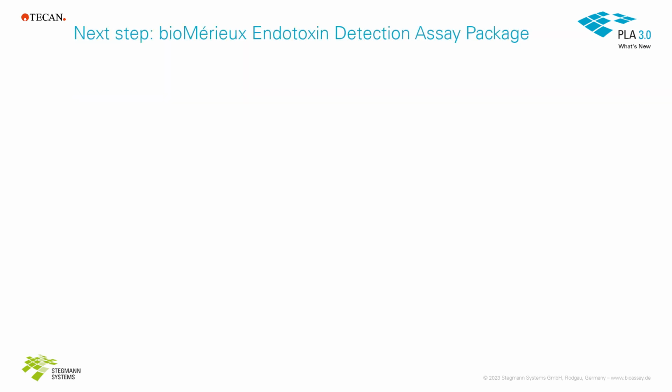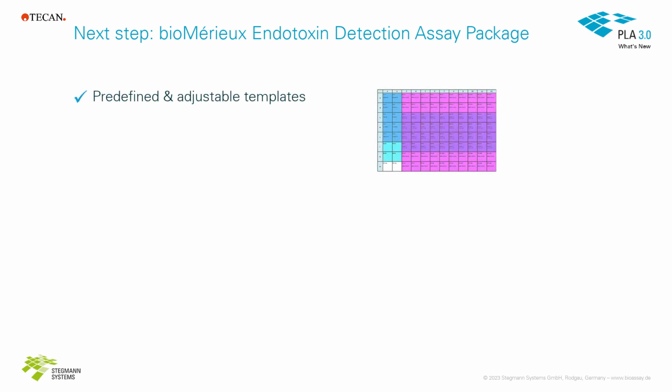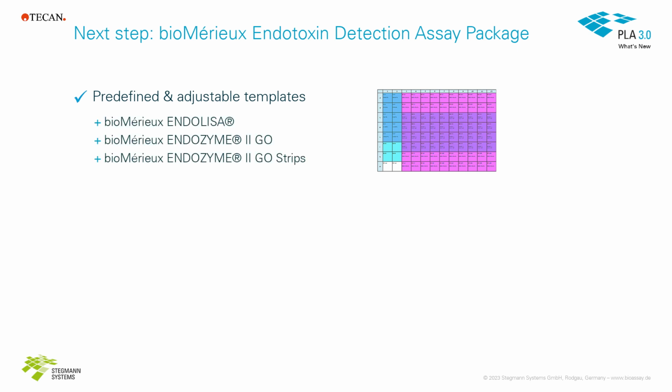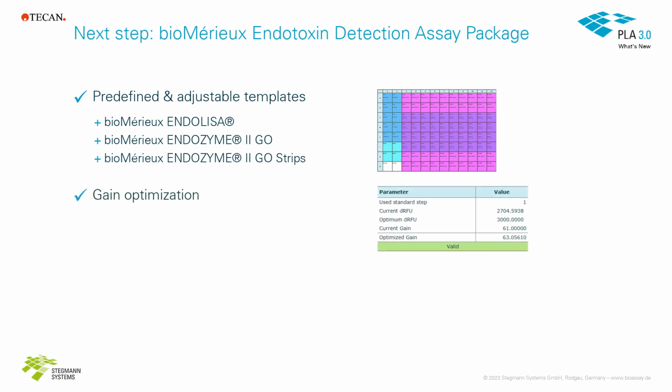The bioMérieux Endotoxin Detection Assay package comes with many predefined and adjustable templates to analyze the 96 well test kits EndoLISA, Endozyme 2Go, and Endozyme 2Go strips from bioMérieux. It also provides gain optimization for qualification of plate reader sensitivity and a comprehensive test system.